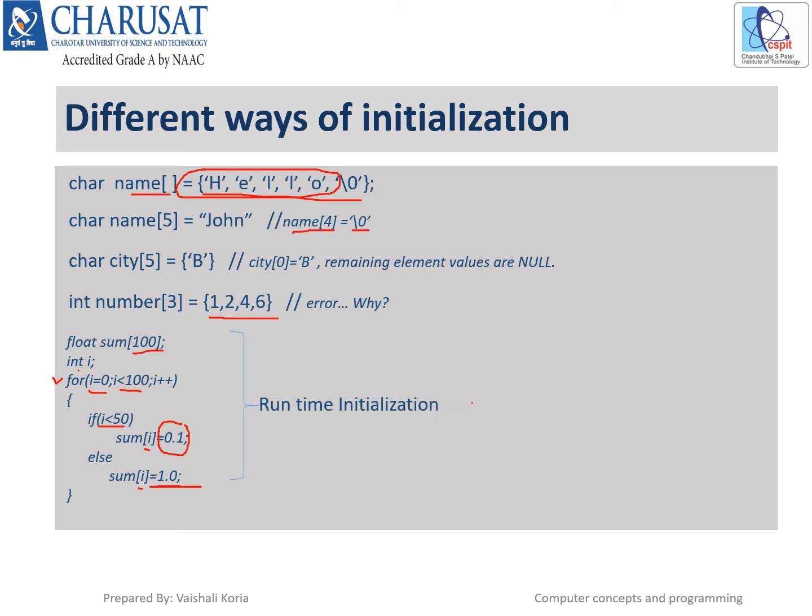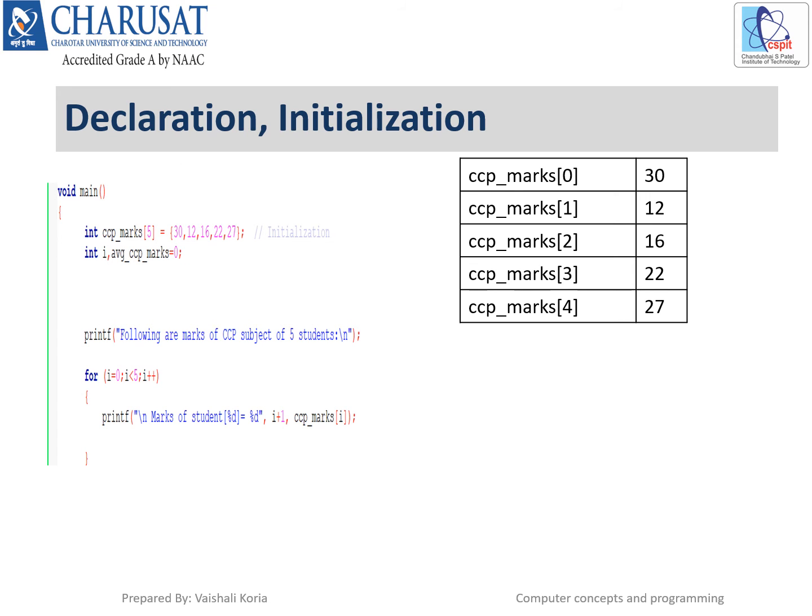So this is called runtime initialization. The previous examples were of compile time initialization. Now we will come to our program, where we want to store the marks of 5 students and then find out the average. So we have declared one array, ccp_marks, of size 5, and these are the values. This is the representation: ccp_marks[0] would be 30, ccp_marks[1] would be 12, like this. Now one variable is initialized with 0 that stores the average CCP subject marks.